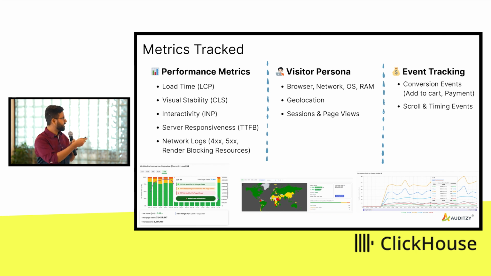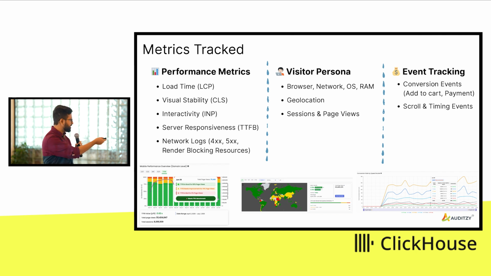In the second bucket, we have the overall visitor persona where we track browser, network, OS, RAM, geolocation, and their overall journey through the different pages they visit. And at the end, we also track events that happen during the later part of the user journey. That is, add to cart events or payment related events or scroll or timing related events to understand how much time they are spending on the website.